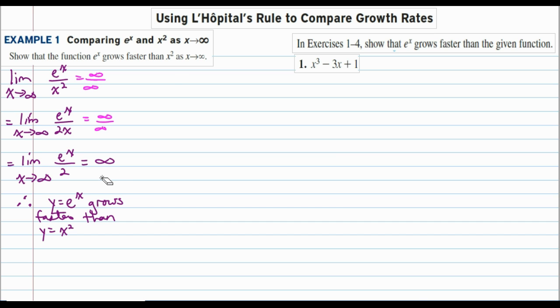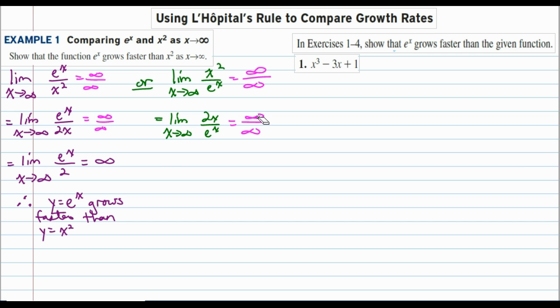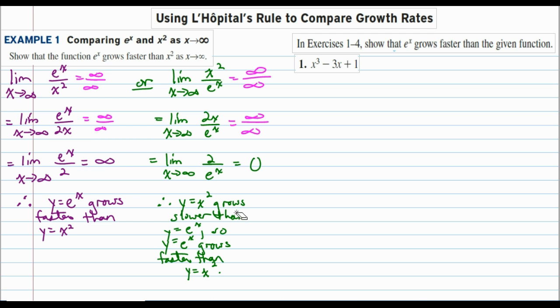Now the other way to show that would be to show that x squared grows slower. So what if we put x squared in the numerator and e to the x in the denominator? Well, you still get infinity over infinity. L'Hopital's will do 2x over e to the x, still infinity over infinity. Now we'll do 2 over e to the x, which is 2 over infinity, so that would be 0. The limit as x approaches infinity of 2 over e to the x is 0. So then I've shown that y equals x squared grows slower than y equals e to the x, so y equals e to the x grows faster than y equals x squared.